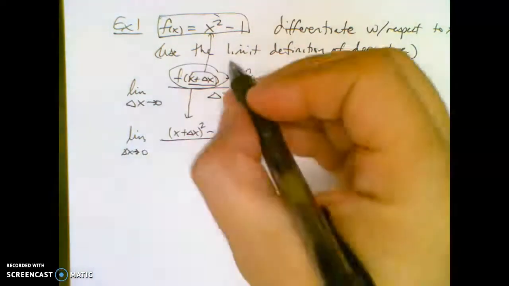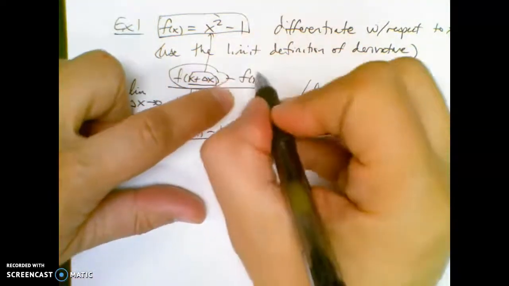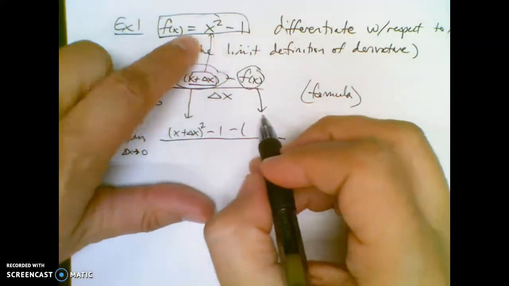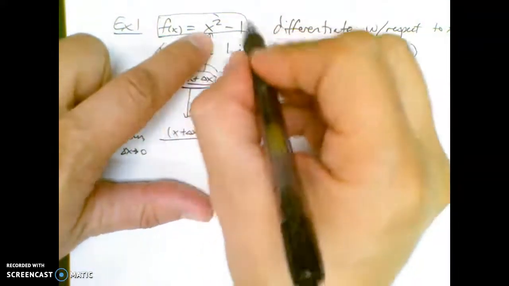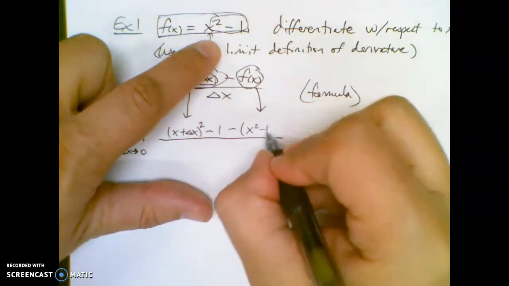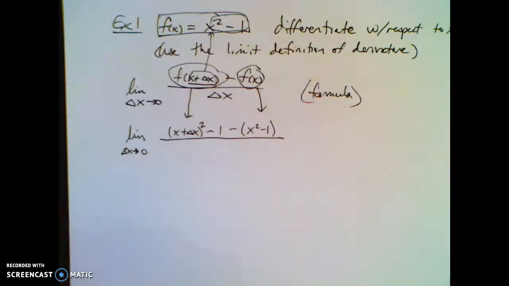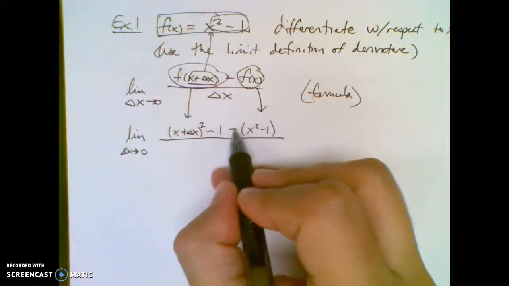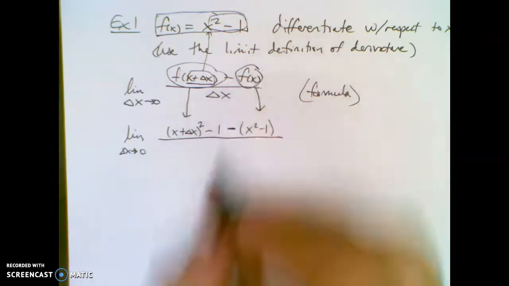So I'm going to go minus, be careful that you put the back part in parentheses, minus this guy. What is this guy? It's just f of x, see? Or f of x. I can replace it with x squared minus 1. Probably the biggest mistake people make is forgetting to put this in parentheses, because that minus goes to the whole thing behind it.